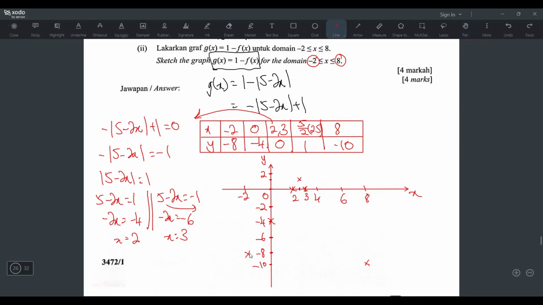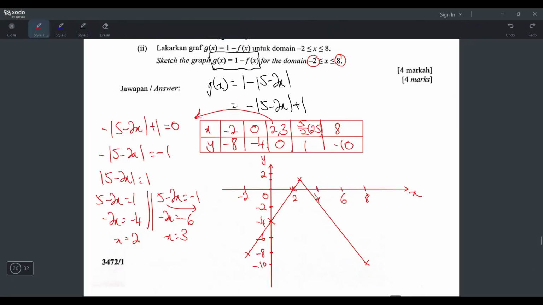Now just use your ruler, join all the points, and it will be a straight line, and it will look like a V. Okay, as you can see, my graph never touched the what? If I join like that, then it doesn't touch here already, right? But it doesn't look nice. So what I'll do, try to adjust a bit.